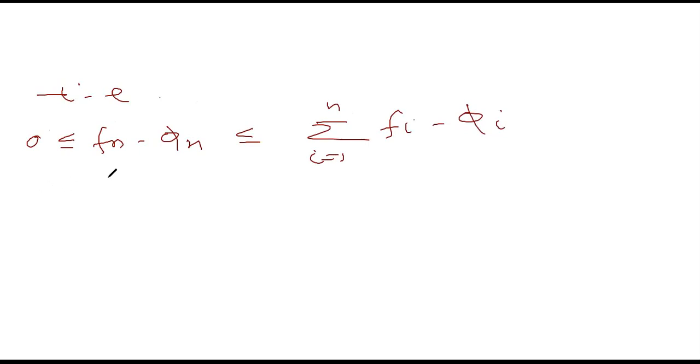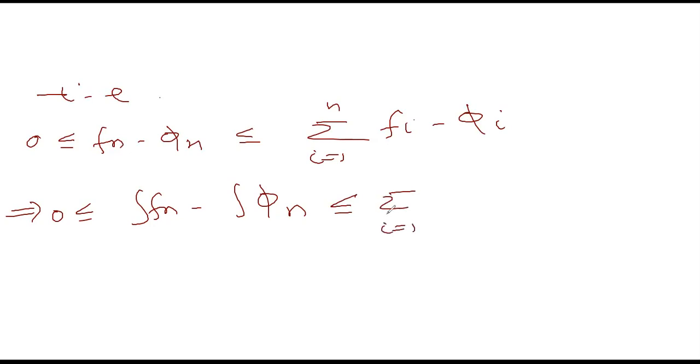So now let's apply the integral, and it's obviously non-negative. 0 is less than or equal to the integral of fn minus the integral of phi n. We can separate the integrals because both fn and minus phi n are upper functions, so that's simple. This can be done for upper functions, and this is less than or equal to the summation, i runs from 1 to n, of the integral of fi minus the integral of phi i.